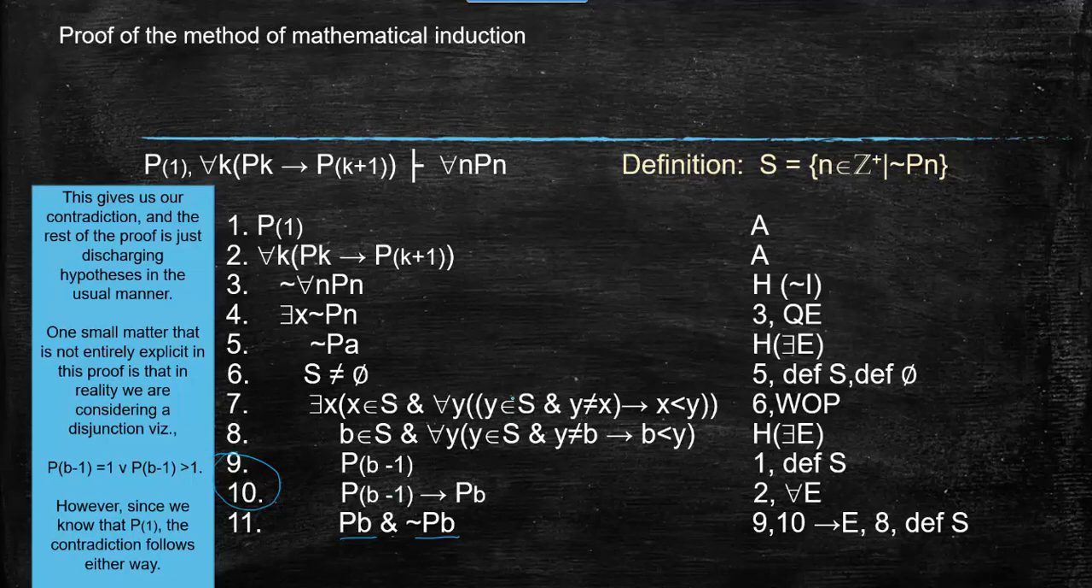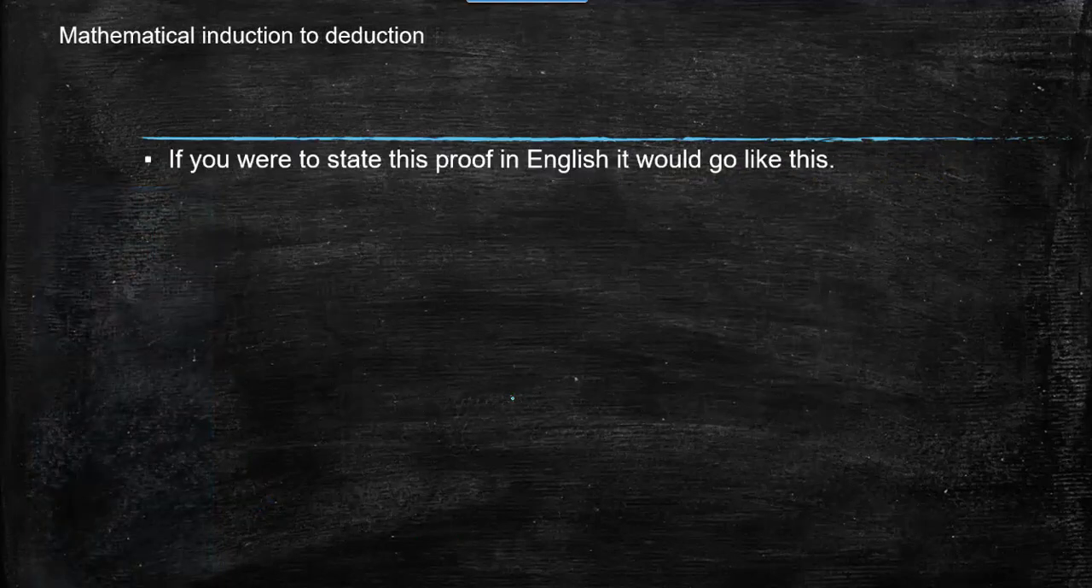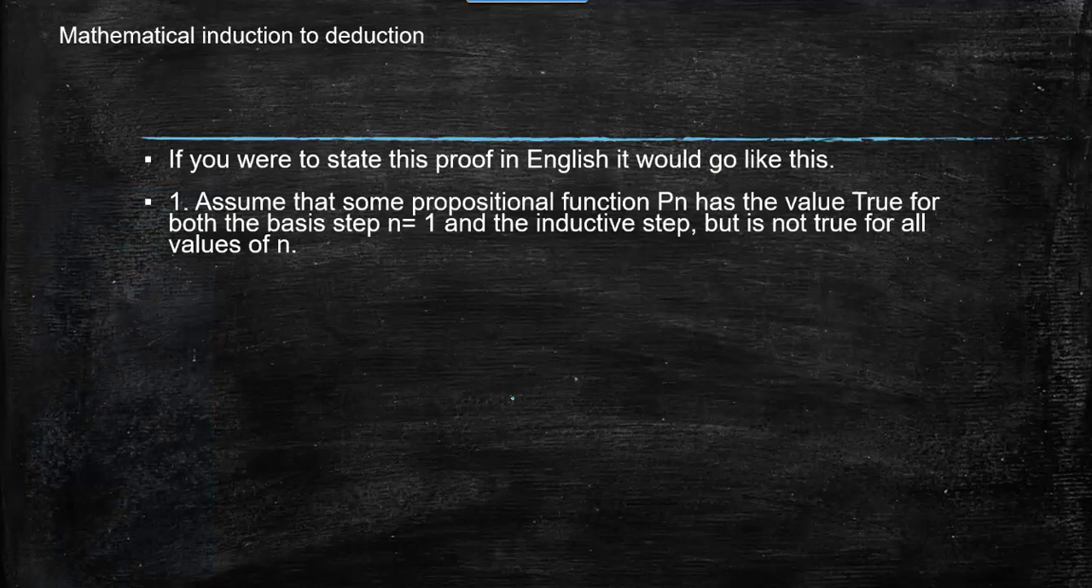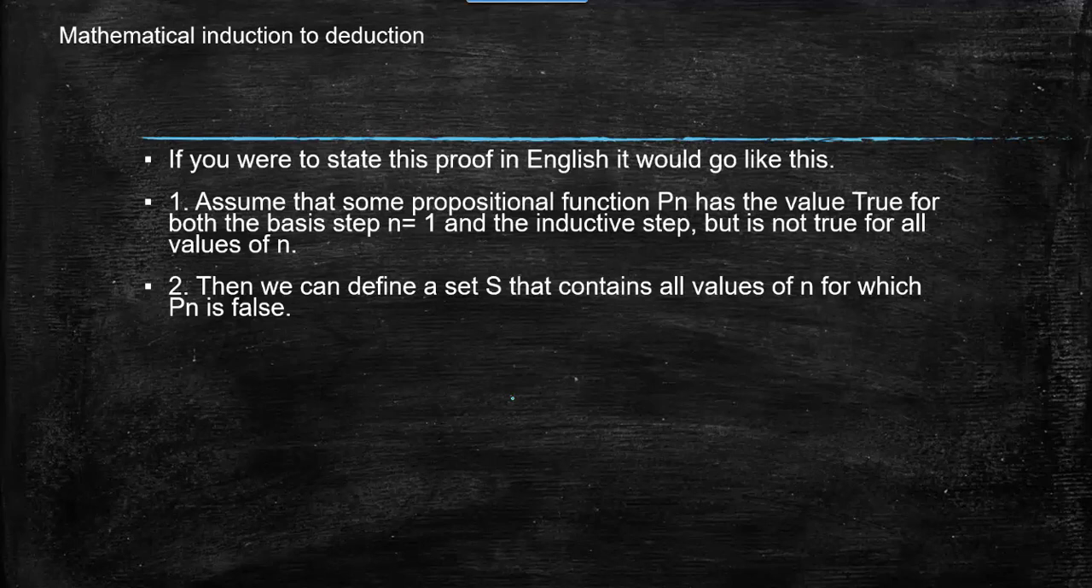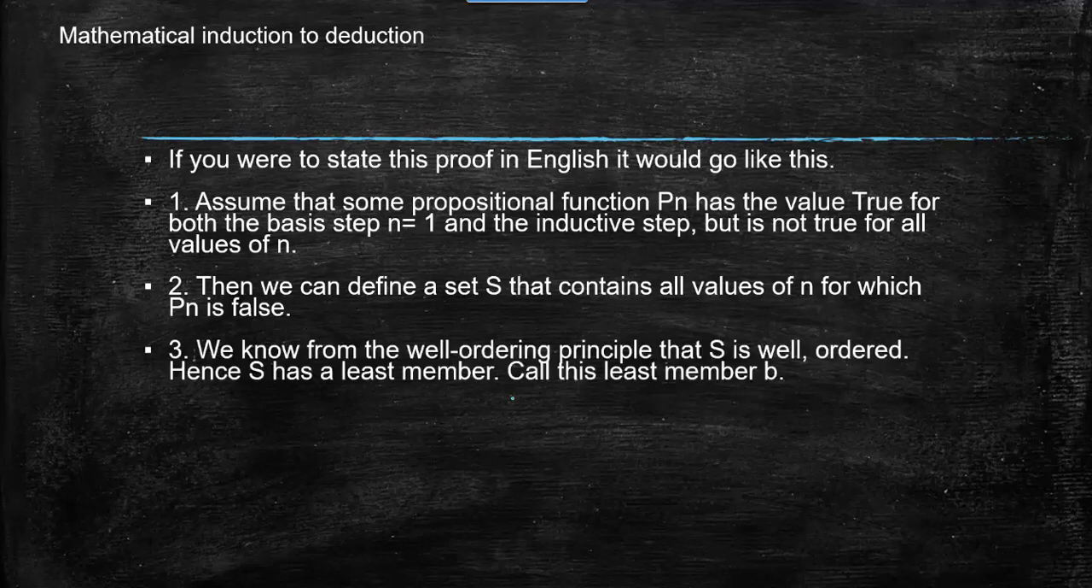It could be useful to review the structure of this just in English. So if you were to state this proof in English, it would go like this. Assume that some propositional function Pn has the value true for both the basis step n equals 1 and the inductive step, but it is not true for all values of n. That's your indirect proof hypothesis. Then we can define a set S that contains all values of n for which Pn is false. But we know from the well-ordering principle that S is well-ordered, hence S must have a least member. Call this least member B.